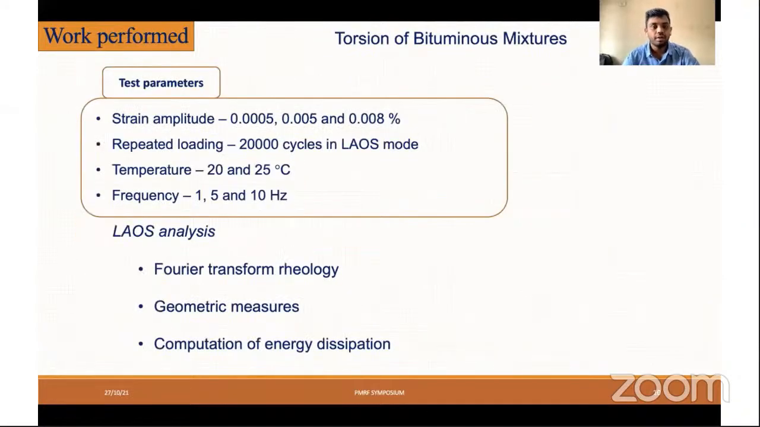For the samples obtained from the fabricated mixture, we have conducted a damage test to test for the damage at lower temperatures of 20 and 25 degrees. This is basically fatigue damage. And these tests were conducted at strain amplitudes of 0.0005 and a maximum strain amplitude of 0.008% at 3 different frequencies of 1, 5, and 10 Hz. A further large amplitude oscillatory shear analysis was carried out on the results obtained. And these are the different kinds of analysis that were carried out.